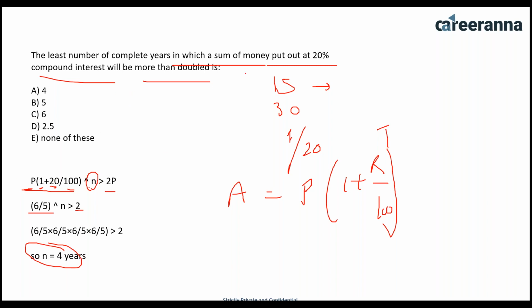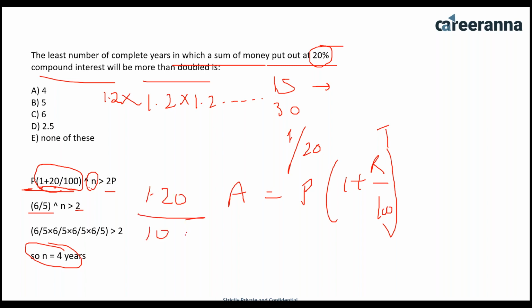Okay, so I know that interest would be 20%. So final amount will be multiplied by 1.2 into 1.2 into 1.2 and so on, right? Because you can see here it is 120 by 100. If it is 120 by 100, I can write it down as 1.2. Easy. So principal would be multiplied by 1.2 n times, right?